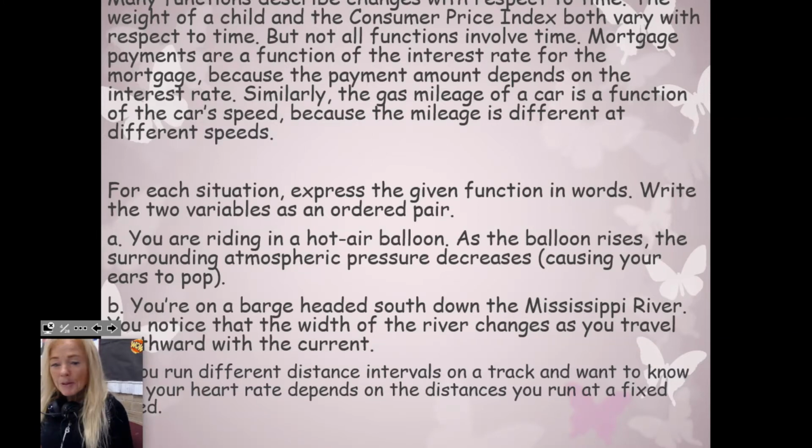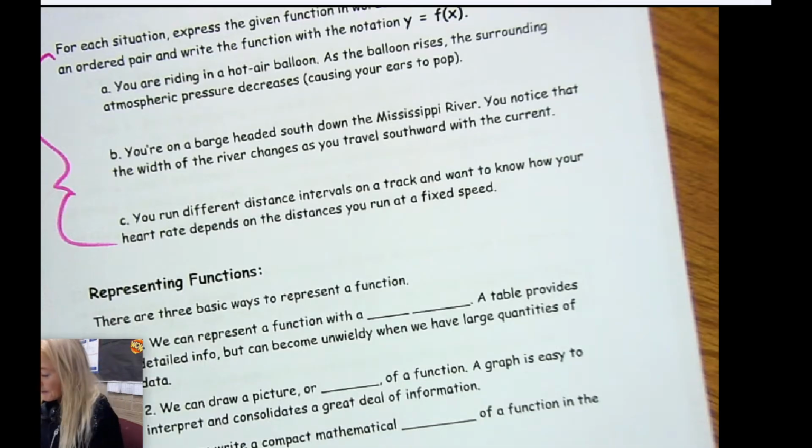All right, so here we are with part 2 of 9a. We're looking at situations and expressing the given function in words, and you are to write the two variables as an ordered pair. And I'm going to go back to the notes at this point so we can do these problems.